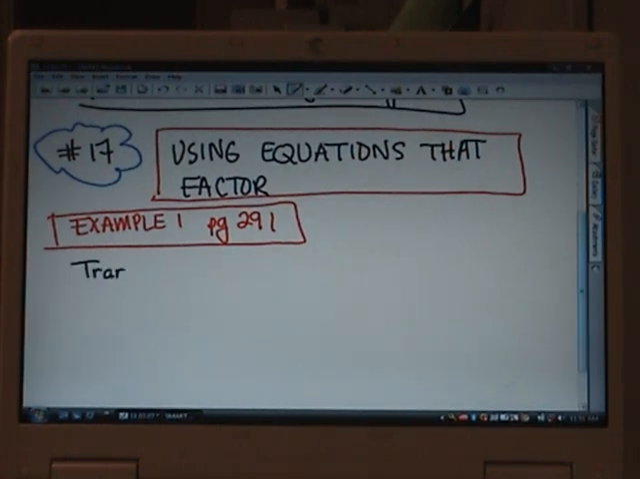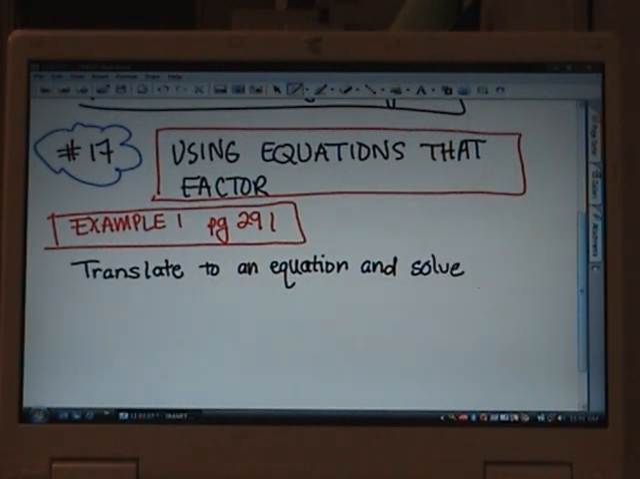We are translating. Translate to an equation and solve. Now, some of you, I don't remember what chapter it was, probably chapter 3 and 4, I told you that we had to learn how to write equations and solve.